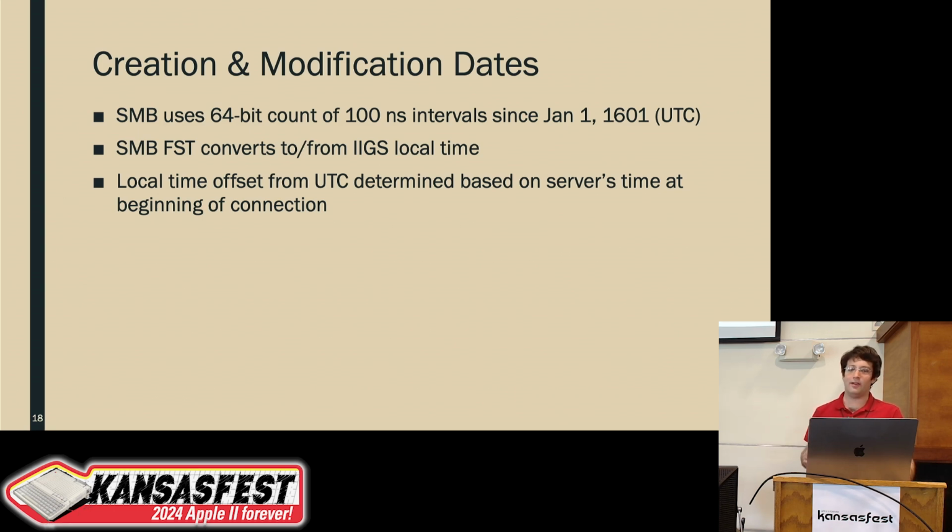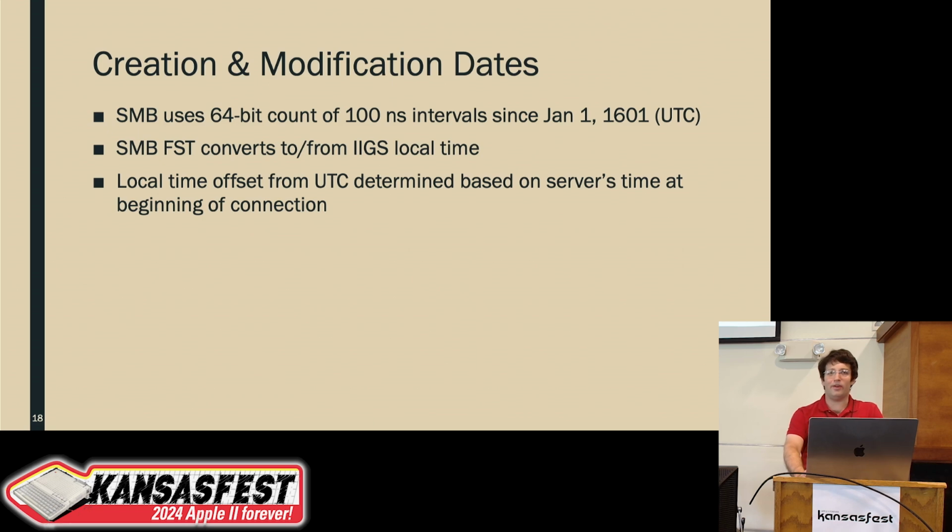The complexity there is that the SMB server will be using UTC, universal time, whereas the GS uses local time. The way we can map between those is that when you first connect to the SMB server, the server will actually tell you what it thinks the current universal time is at that point, and you can compute the difference between that and the GS's local time to get the time zone offset, and convert the dates back and forth that way.